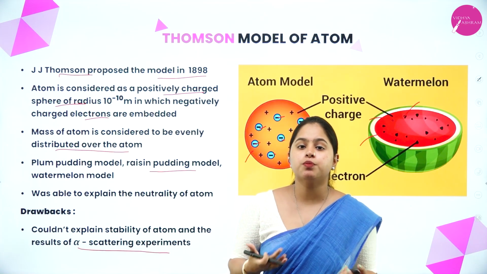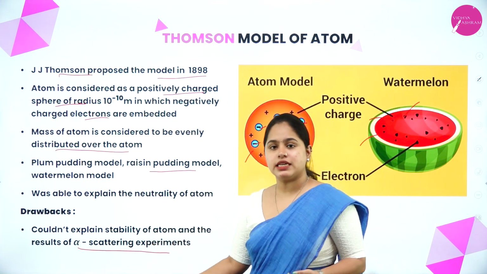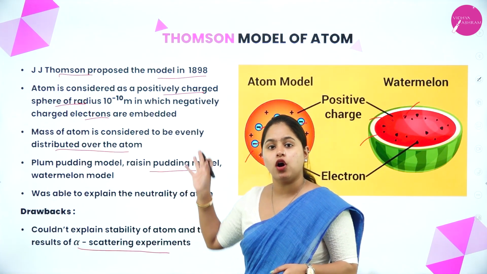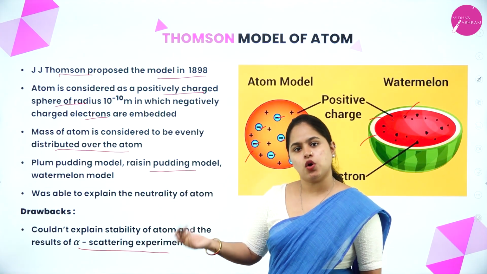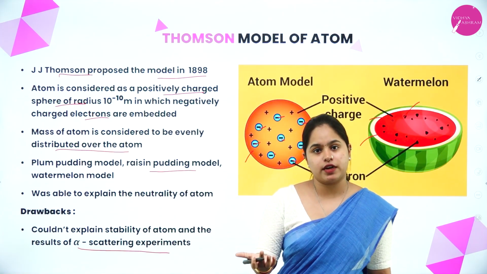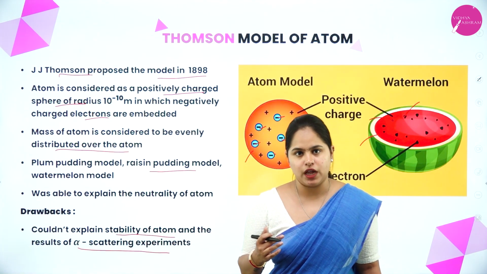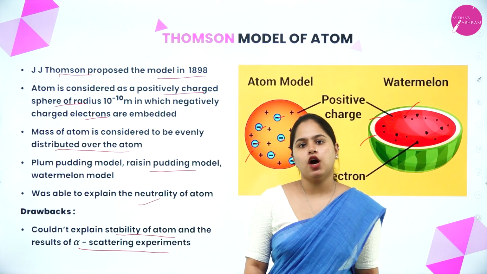So after Thomson proposed his model of atom, Rutherford conducted alpha ray scattering experiments. The results that he obtained were not applicable to Thomson's model of atom, so it couldn't explain the results of the alpha ray scattering experiment. It was also not able to explain the stability of the atom, but it was able to explain the neutrality of the atom.